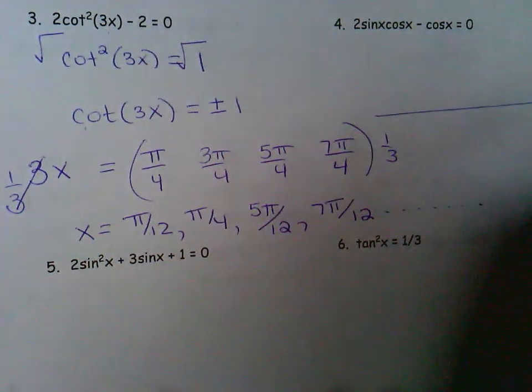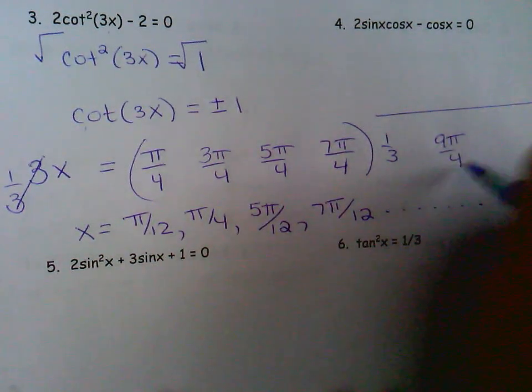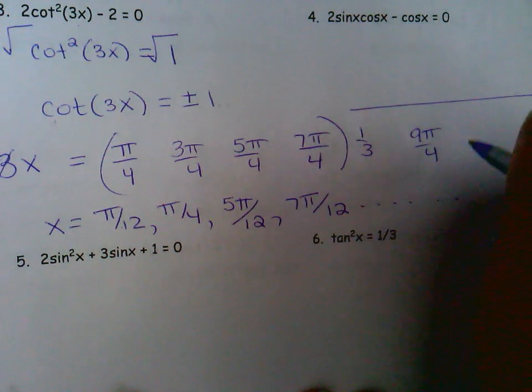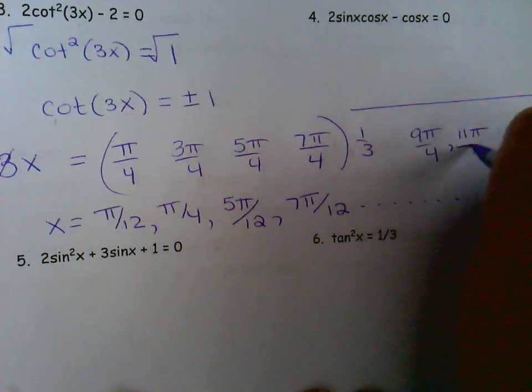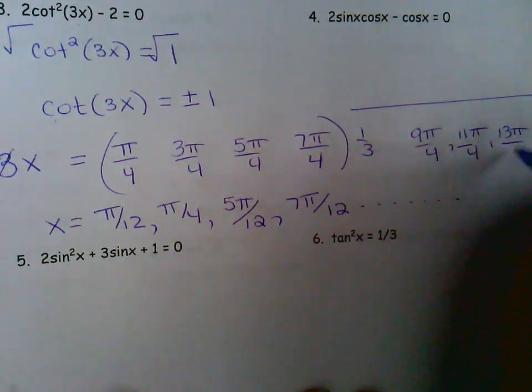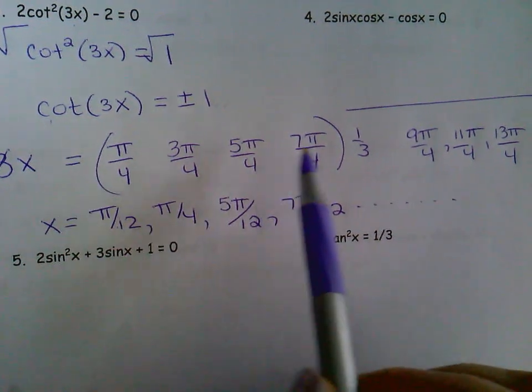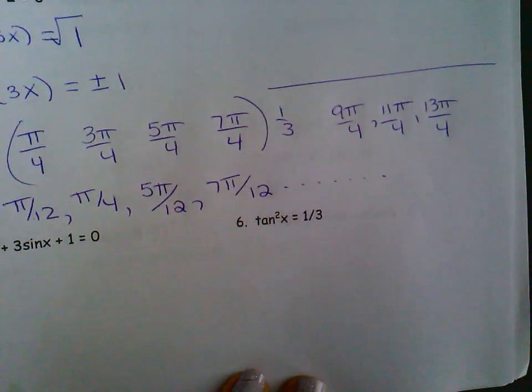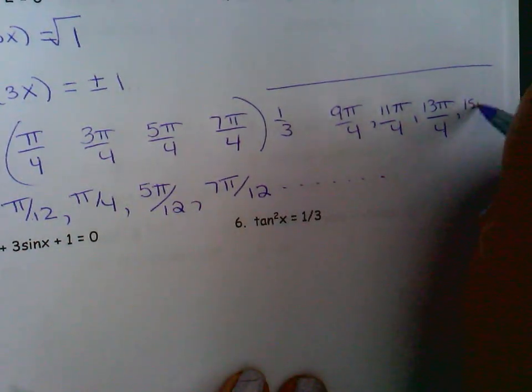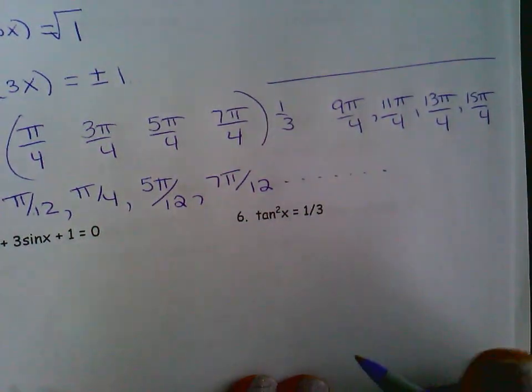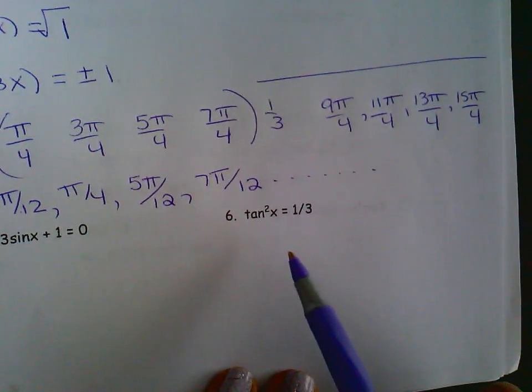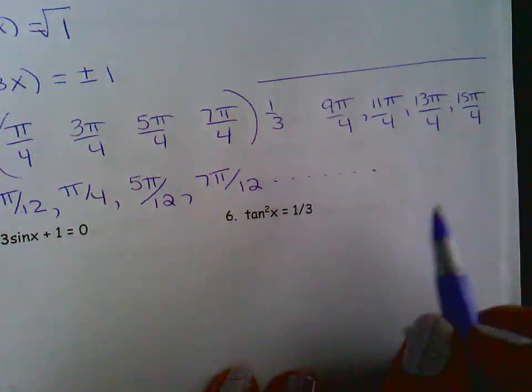I'm just going to keep going. 9 pi over 4 would come next. And then 11 pi over 4, 13 pi over 4. See how there's a pattern and I'm just adding 2 pi over 4 each time. 15 pi over 4, those would each get divided by 3. So there's actually a lot of answers to this problem.